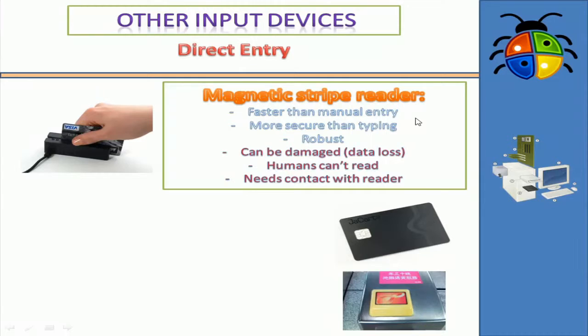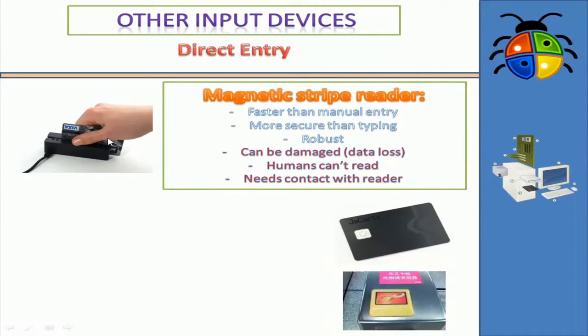So again, much faster than typing it out. Say trying to type out your PIN number, or sorry, trying to type out your card number, it's easy to make mistakes. It's more secure, so people can't see this. They have to have a reader, they have to be able to deal with it that way. And it's robust. We've used these for years. Reasonably hard to damage, although we're going to talk about that in a minute. But it's a fairly robust, secure system that's worked well for many years. On the downside, it can be damaged.